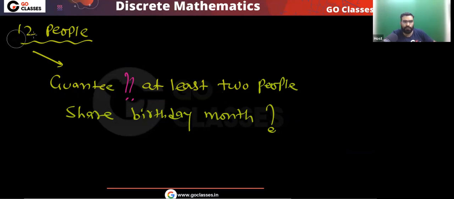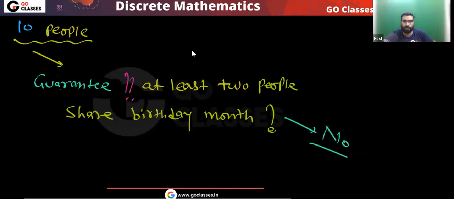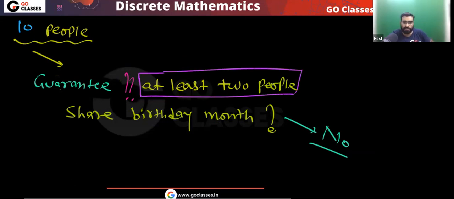Similarly, if you have, for example, 10 people, now can you guarantee? Again, the answer is no. Now also I cannot guarantee that at least two people will share a birthday month. The same question if I ask you, if you have 20 people, now can you guarantee? Yes, now I can guarantee that at least two people will share a birthday month. Definitely I can guarantee. I hope this point is clear.